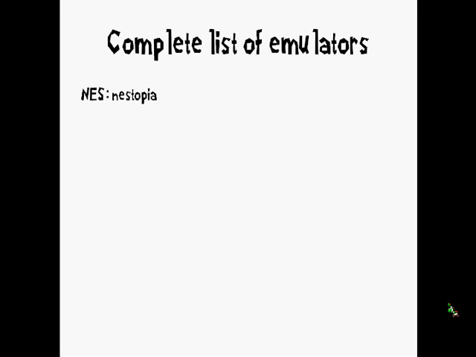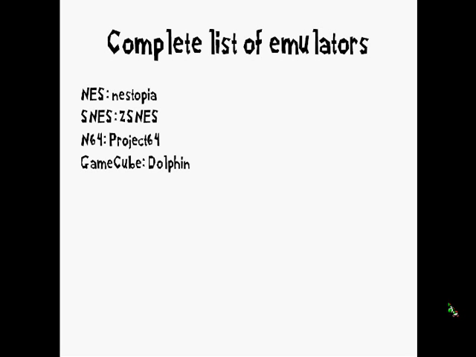Okay, complete list of emulators. NES, NES-topia. SNES, ZSNES. N64, Project 64. GameCube, Dolphin. It doesn't really work that well, so I wouldn't rely on it. GBA, Visual Boy Advance, the best Game Boy Advance emulator in existence. Probably better than all those other Game Boy Advance emulators. And I even think it's better than like NES-topia or ZSNES. I think it works very well, and you can even record your gameplay, so that's why I like it.